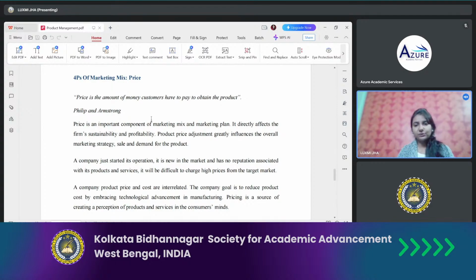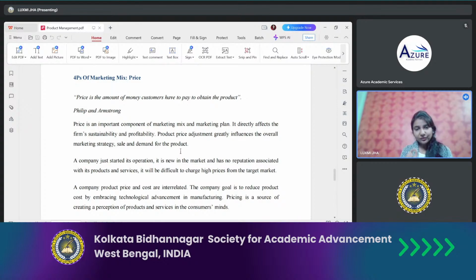I'll just explain this. It directly affects the firm's sustainability and profitability. Product price adjustment greatly influences the overall marketing strength, strategy, sales, and demand of the product. So price plays a very important role.